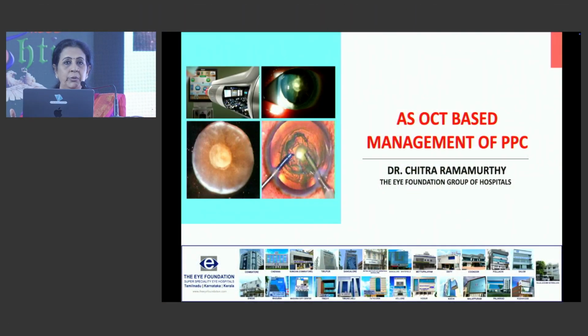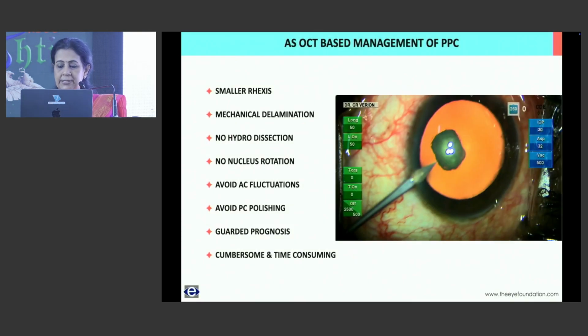Very good morning to one and all of you, and thanks so much, Dr. Soni, for a very kind introduction. So without wasting time, I'm going to take you on to how anterior segment OCT based management of a posterior polar cataract gives us a greater ease in identifying which are actually routine cases.